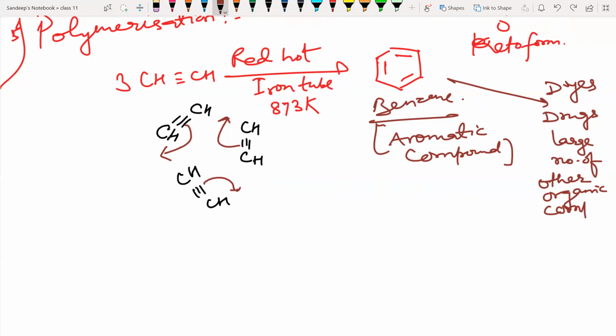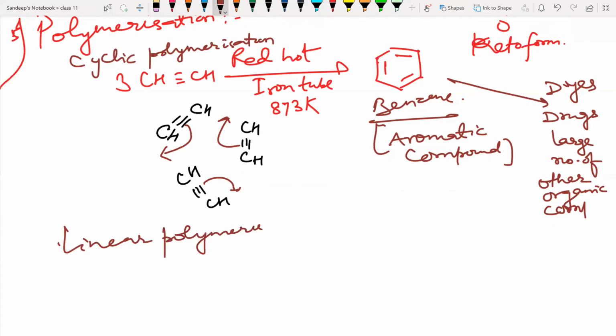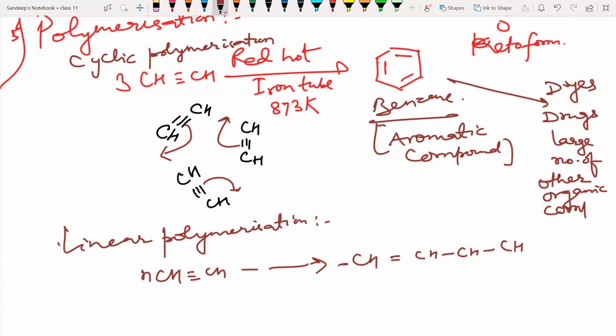Now, this was cyclic polymerization. It also undergoes linear polymerization. So keep in mind that linear polymerization forms polyacetylene, and polyacetylene is a conducting polymer. So when acetylene is polymerized, it finally forms polyacetylene.